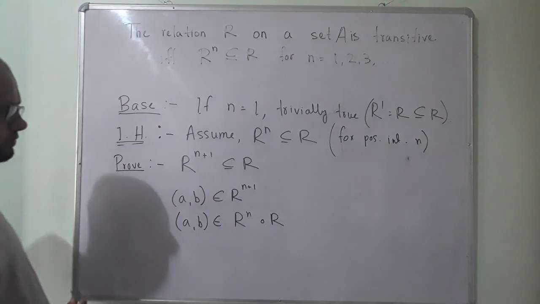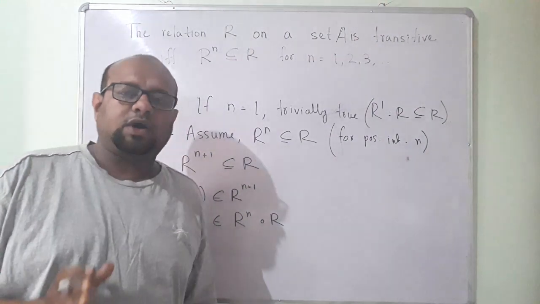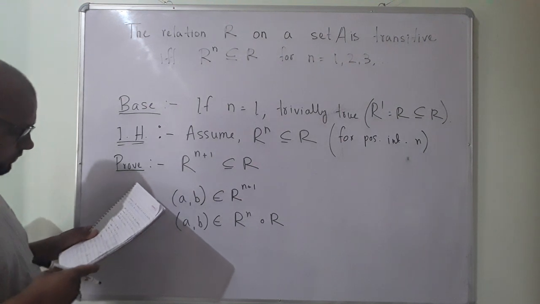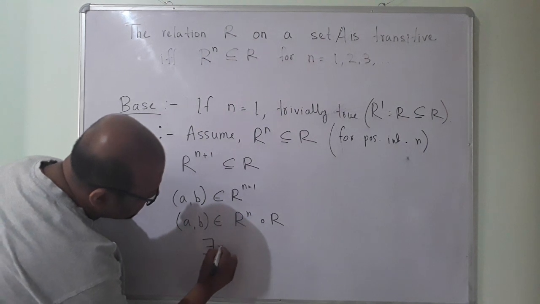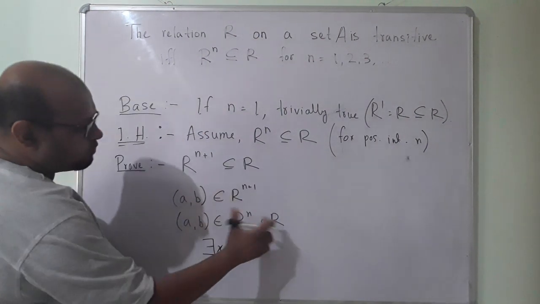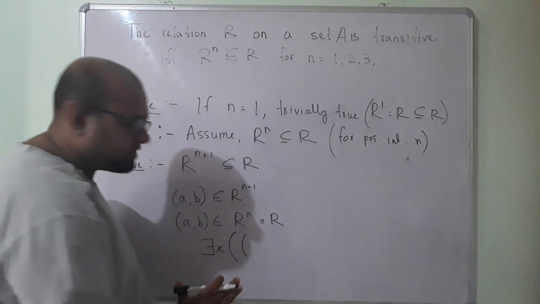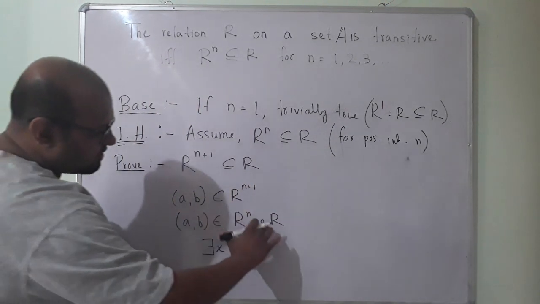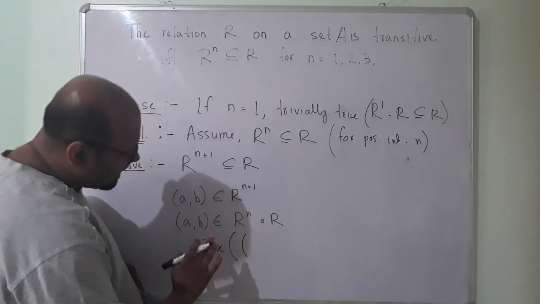Alright. Now AB belongs to R^n composed with R. What does that mean? This means that there is some X such that AB is in R^n compose R. This is spelled the other direction: R compose R^n is written like this, R^n this symbol and then R. So there is this some X.